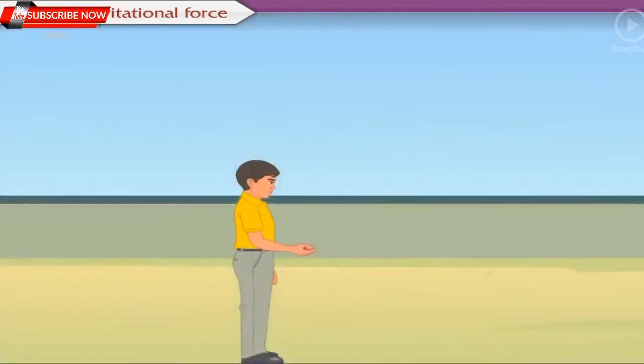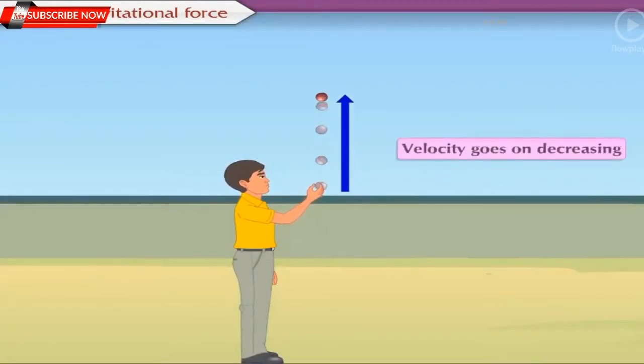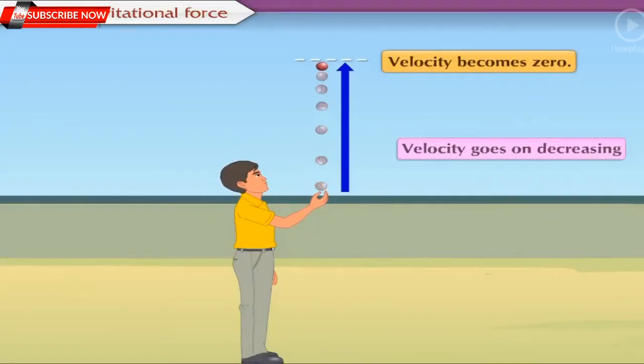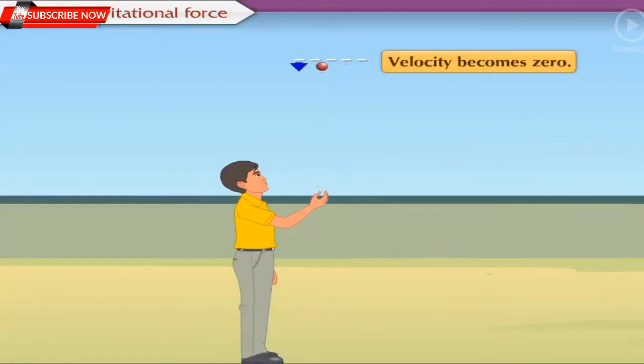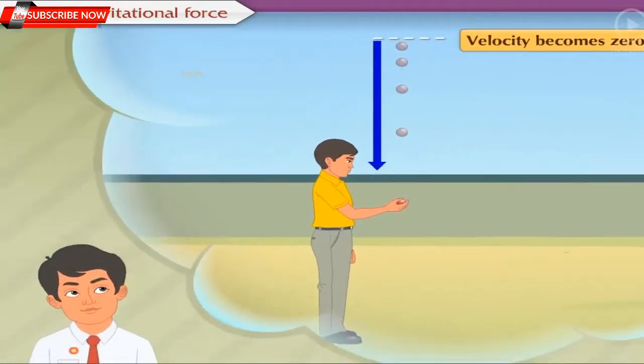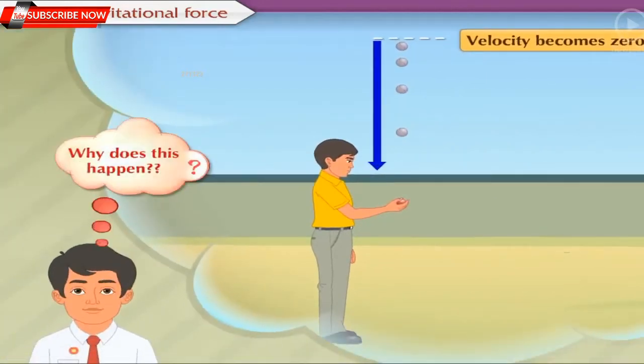The velocity of an object thrown vertically upwards goes on decreasing, and after reaching a certain height, its velocity becomes 0. After that, the object starts falling down. Do you know why does this happen?